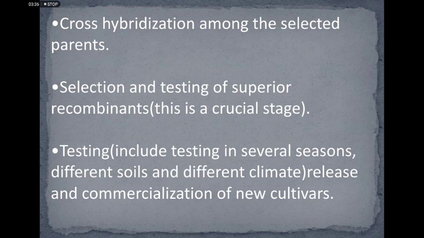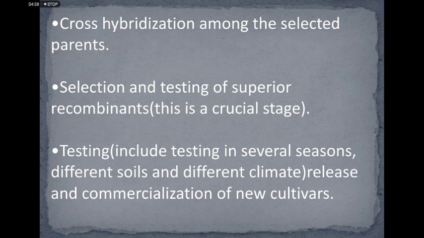Then the fourth stage is selection and testing of superior recombinants. Through this technology, we select the superior recombinants. That means by recombination or cross hybridization, many offspring are obtained. Some of them are superior, some of them are medium, some of them are inferior. We only select the superior quality plants, and again cross them together and eliminate the inferior quality from that plant group. So this selection and testing of superior recombinants is a crucial stage. Only through this stage can we obtain superior quality products by eliminating the inferior and bad qualities.